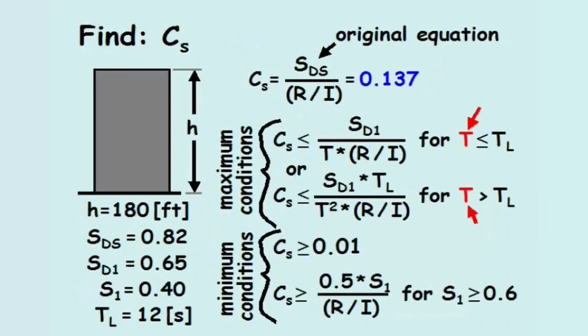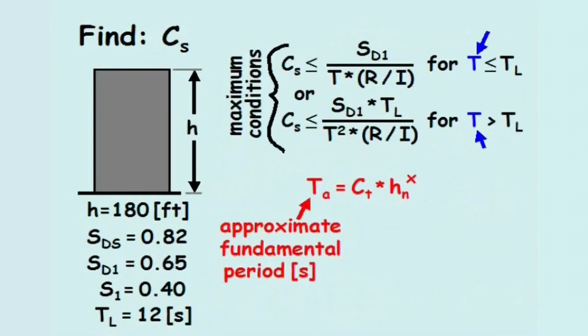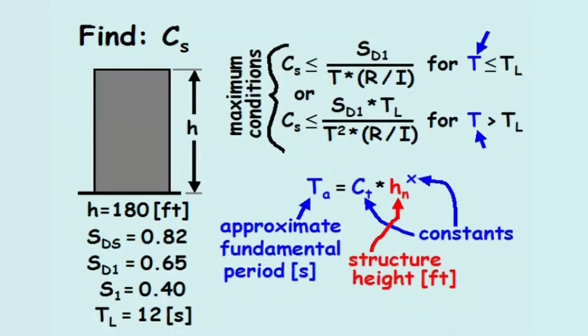Next, we'll evaluate the fundamental period of the structure, T, to determine which maximum condition applies. The fundamental period of the structure in seconds can be approximated as Ct times Hn raised to the x power, where Ct and x are constants based on the structure type, and Hn is the height of the structure in feet, but is unitless in the equation. Therefore, Hn equals 180.